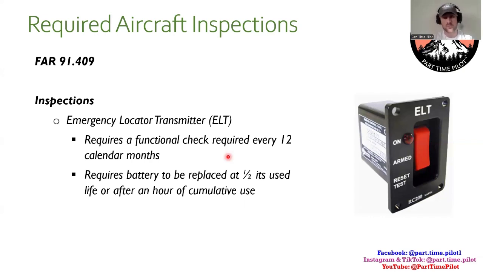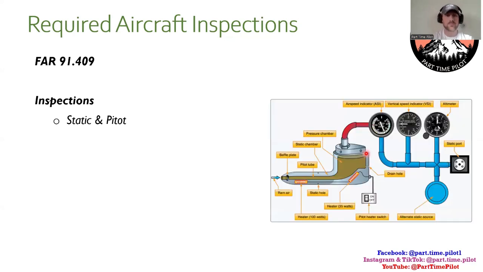Or let's say it's never really used, but it reaches its half-life, then it would have to be replaced. The half-life will either be found in the user guide for the ELT, or sometimes it'll be printed on the side of the actual ELT itself, or maybe it's marked in the maintenance logbooks for the aircraft. And this is required for both VFR and IFR flight.